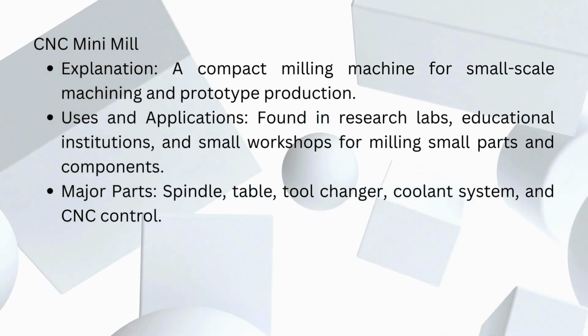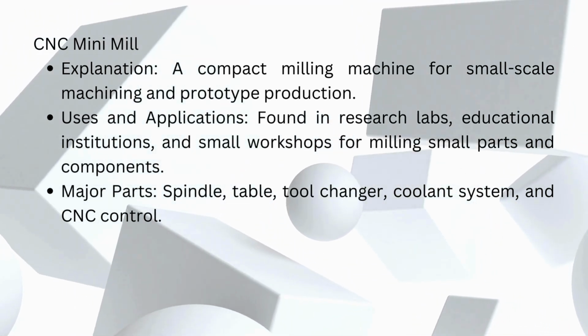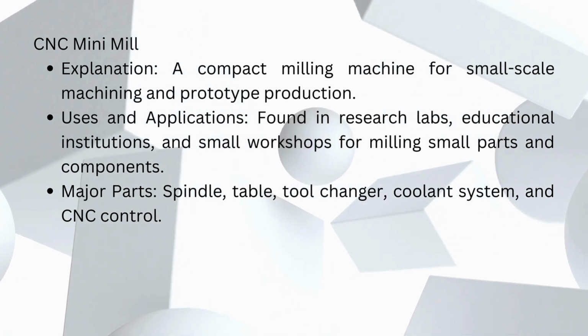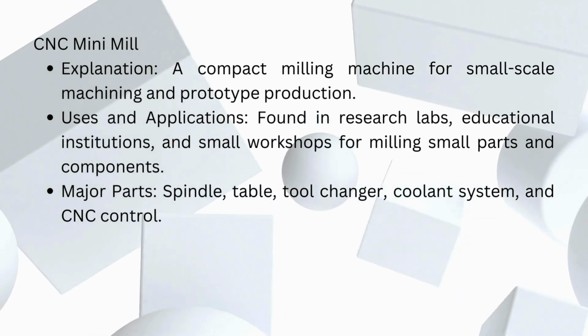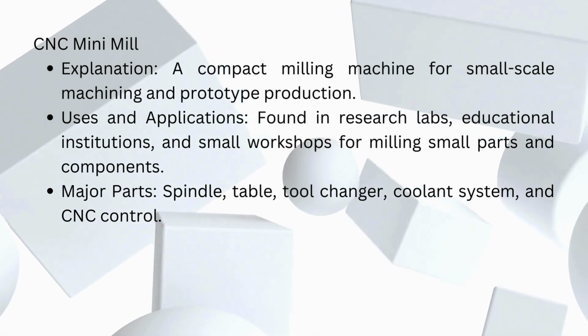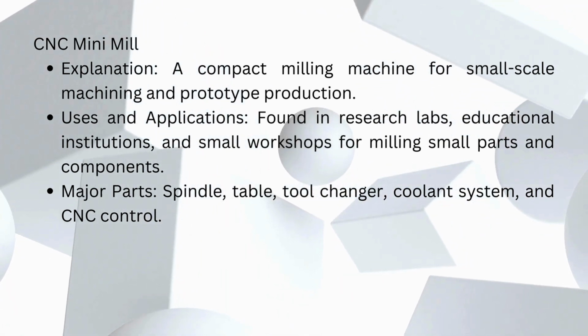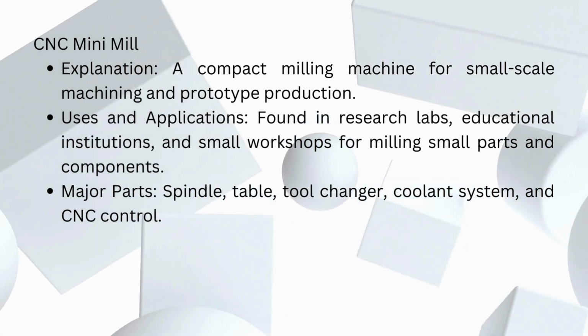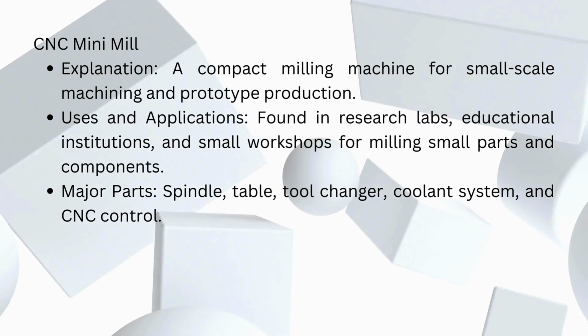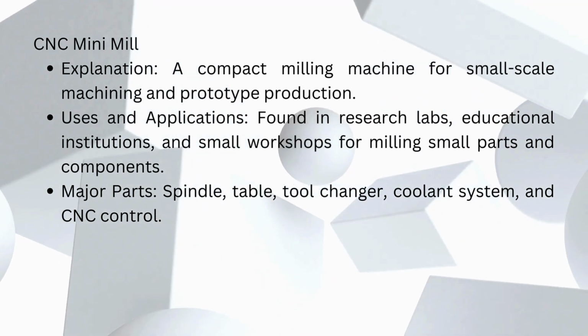CNC mini mill. Explanation: a compact milling machine for small-scale machining and prototype production. Uses and applications: found in research labs, educational institutions, and small workshops for milling small parts and components. Major parts: spindle, table, tool changer, coolant system, and CNC control.